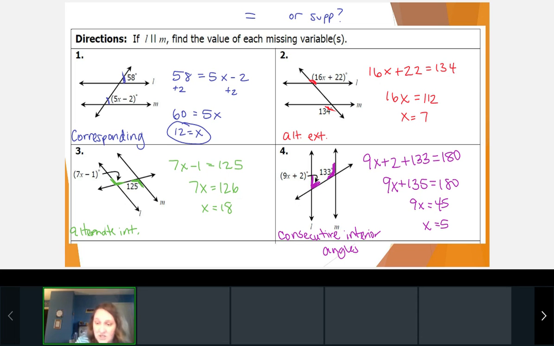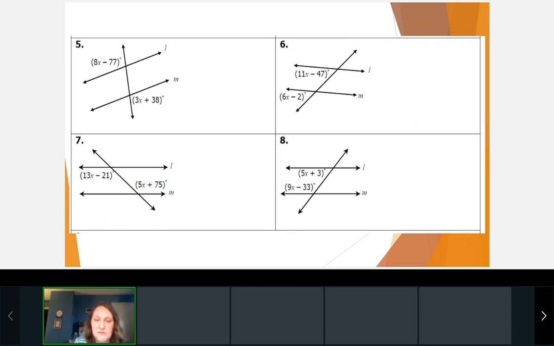The next page is 4 more practice problems doing the exact same thing. Setting up an equation and solving for x. I'm not going to go through the solving part here because I want to go on to the next page, but we can at least set these up. So on number 5, what do you think? Are these angles going to be equal or supplementary?